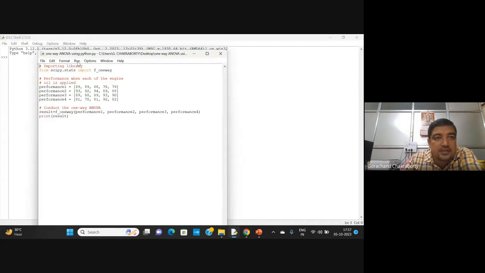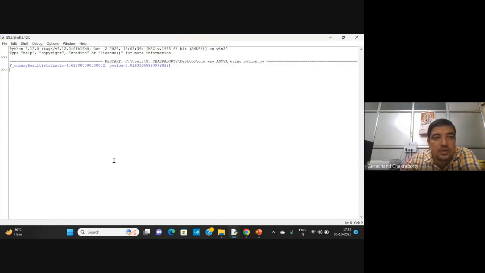And if we run this code, then we get these results. The one-way ANOVA statistic is 4.6250, and the p-value is 0.0163. By this p-value, we can analyze this result. This we can also get from the slide.